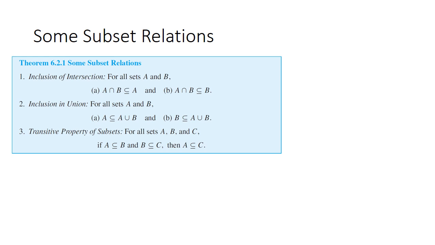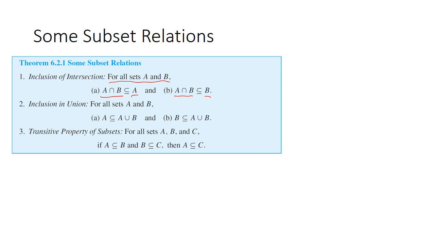Okay, so first let's look at some subset relations. So the first one is inclusion of intersection. So for any sets A and B, doesn't matter what they are, the intersection of A and B will always be a subset of A, and the intersection of A and B will always be a subset of B. If you think about this for a while, it should make sense.